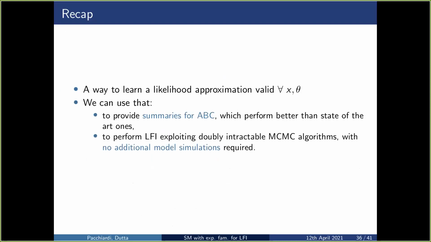And the conclusion is that this is a way to learn a likelihood approximation, which is valid for all X and theta. And we get two things out of this: we can get summary statistics, which we can use for ABC, and which perform better than the state-of-the-art ones. On the other hand, we also get an approximate likelihood function, which can be used with the double intractable MCMC algorithms. So you can probably look into further developed double intractable MCMC algorithms and use that technique there, and it does not need any further model simulation. So it's very cheap to do in that scenario.